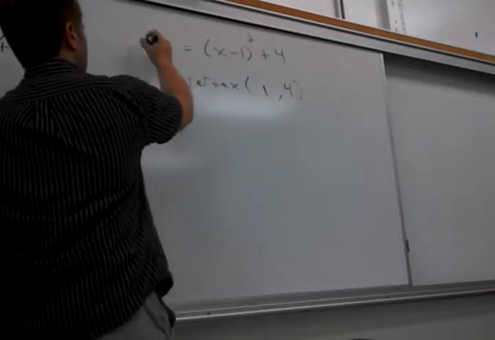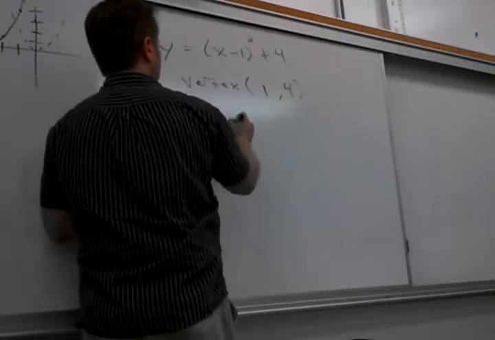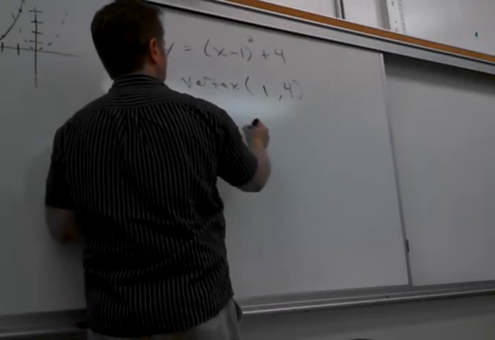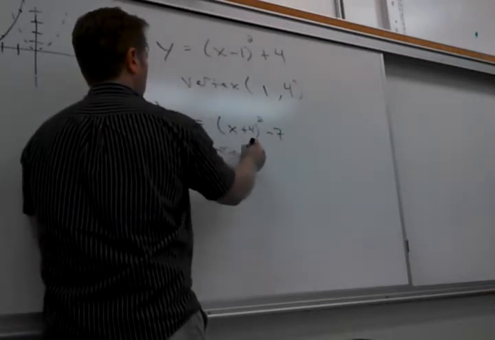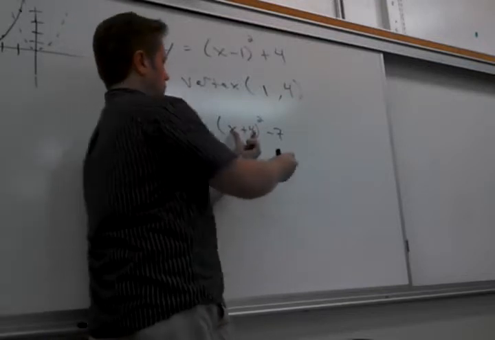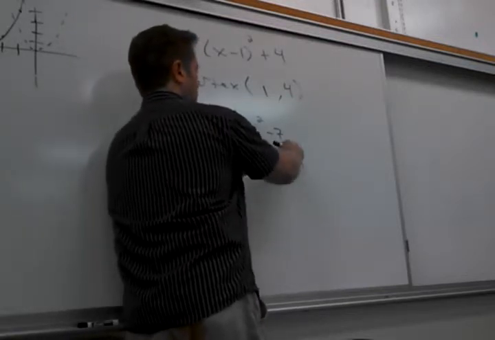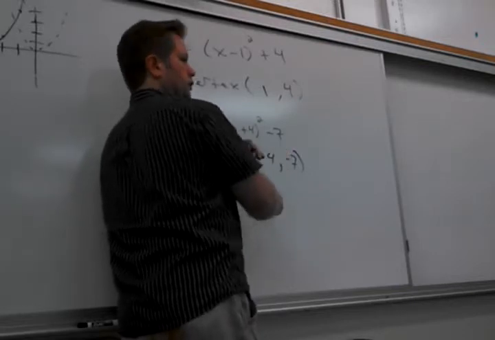Let's do another one. So if I had y equals, what you got, Jeff? x plus 4 squared minus 7. Where's the vertex going to be? Yeah, the opposite of this. So negative 7 is the y, and the x is going to be negative 4.